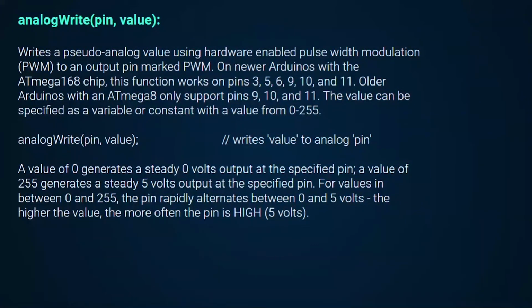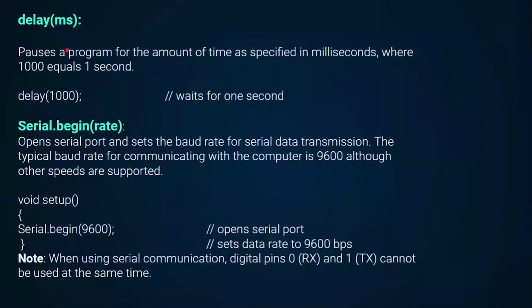And let's move on. One of the most common examples of a function is the delay function. As the name suggests, it just pauses the program for the amount of time specified, and usually the time is specified in milliseconds. So if I specify delay 1000, that means it is going to pause the program for 1000 milliseconds, that is 1 second.